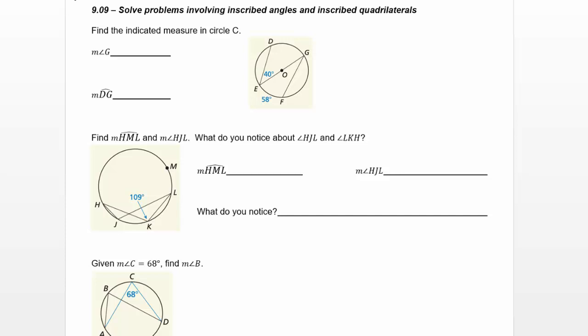Let's solve some problems involving inscribed angles and inscribed quadrilaterals. In here, let's find some angle. What's angle G? Angle G is this angle right here. Angle G is inscribed because its vertex is right on the circle, and inscribed angles are exactly half of the arcs they intercept. Angle G intercepts arc EF, which is 58 degrees, so angle G is half of 58 degrees, which is equal to 29 degrees.